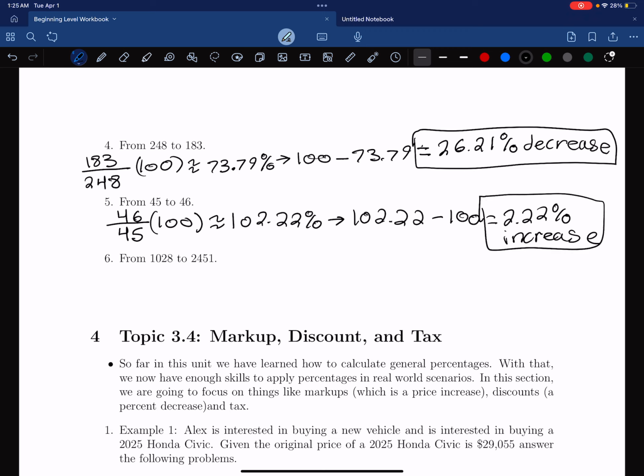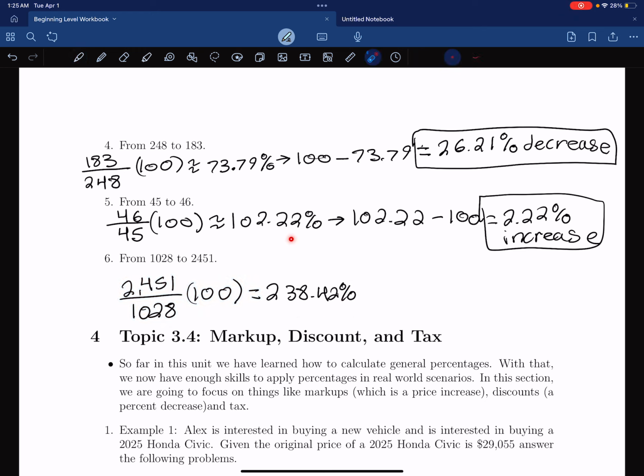Looking at example 6, we have an original value of 1,028, and we're going from 1,028 to 2,451. So we're going to take this original value, put it in the denominator, and then we're going to take the new value, 2,451, in the numerator. We're going to multiply that by 100. And that is going to get us 238.42%.